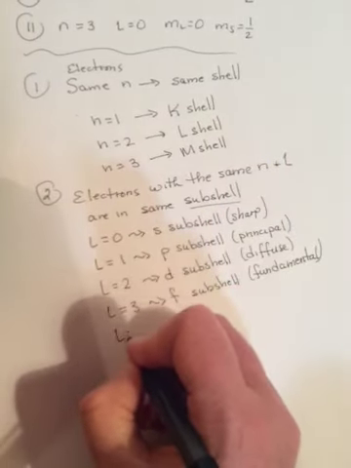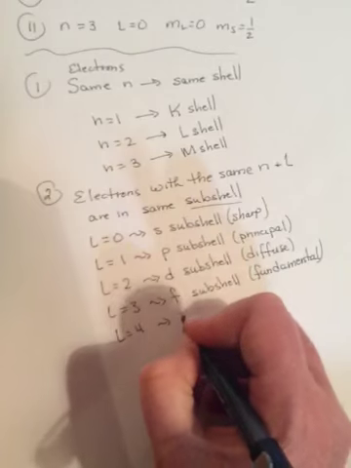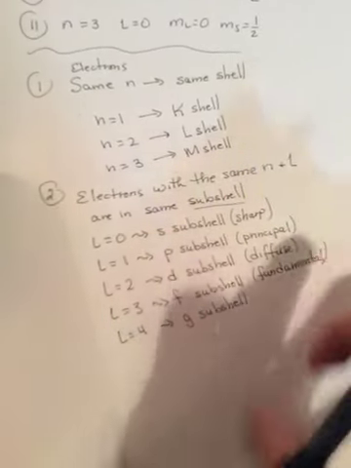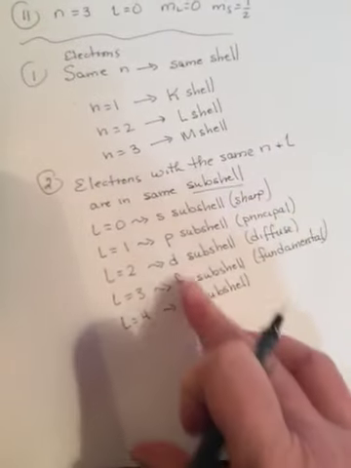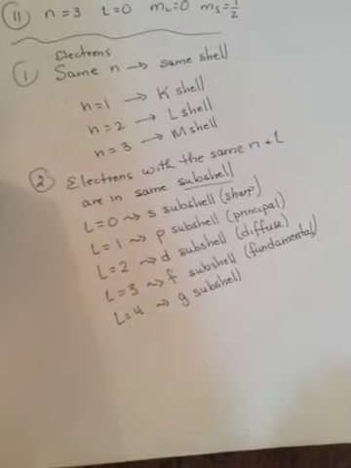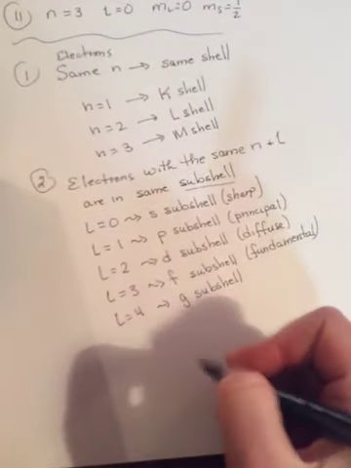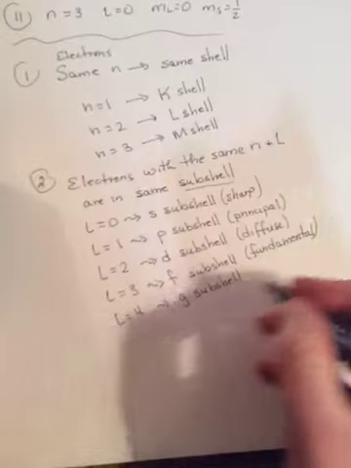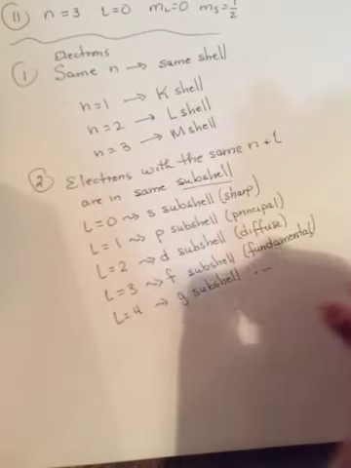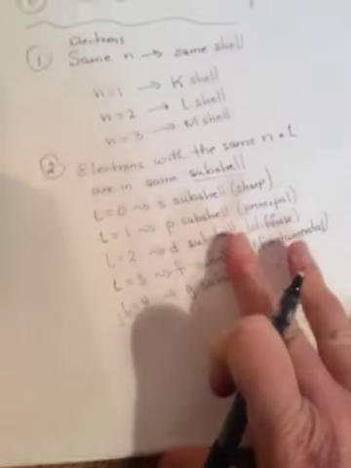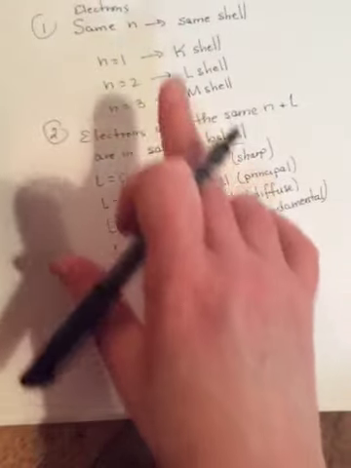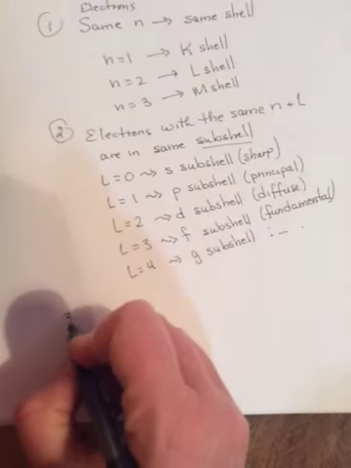And then L equals 4 would be the G subshell. And it was at F that they said, okay, wait, we can't go through the 26 letters of the alphabet in random order. So after F, they decided, let's go in order. So G stands for the next letter in the alphabet after F, and then it would go on from there to H, etc. Except we haven't gotten there yet. Okay? So we have our shells, we have our subshells.